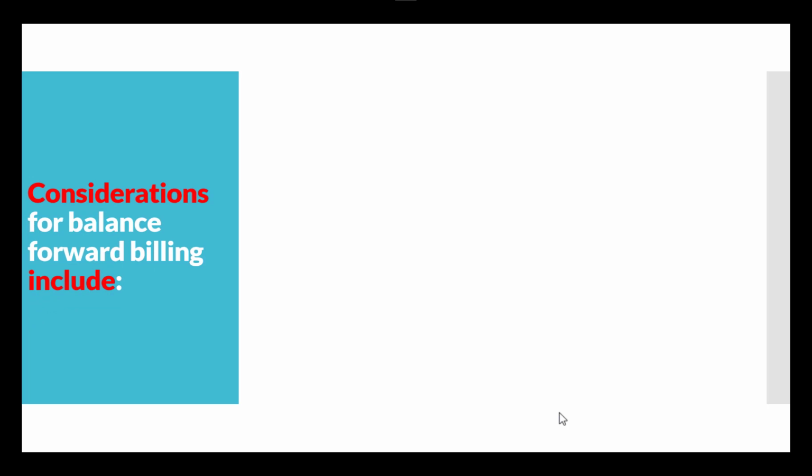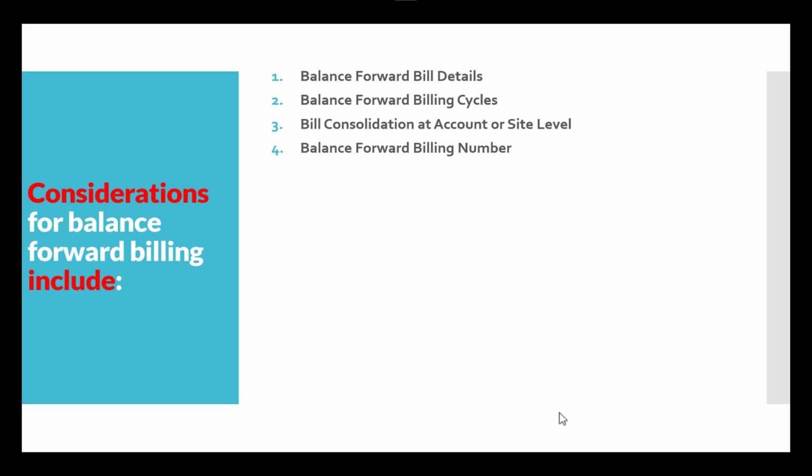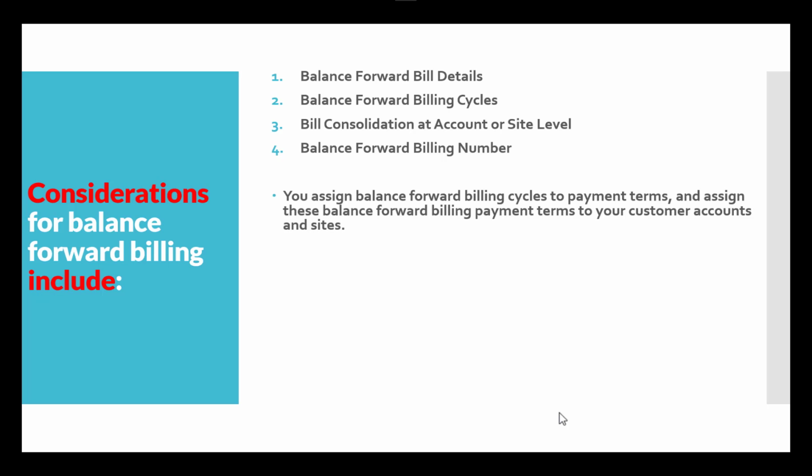Considerations for balance forward billing include balance forward bill details, balance forward billing cycles, bill consolidation at account or site, and balance forward billing number. Again, all of this you will see later when we make the configuration. You assign a balance forward billing cycle to a payment term. First, you have to define billing cycles, then define the payment term, and while defining the payment term you will assign this balance forward billing cycle to it, and then assign this balance forward billing payment term to your customer accounts and sites.